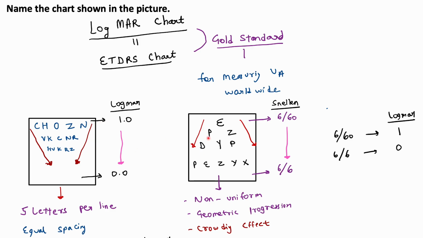And also we need to know the equivalent, how much is the value of Snellen versus LogMAR. If the visual acuity is 6/60, then the LogMAR value is 1. If the visual acuity is 6/6, then the LogMAR value is 0.